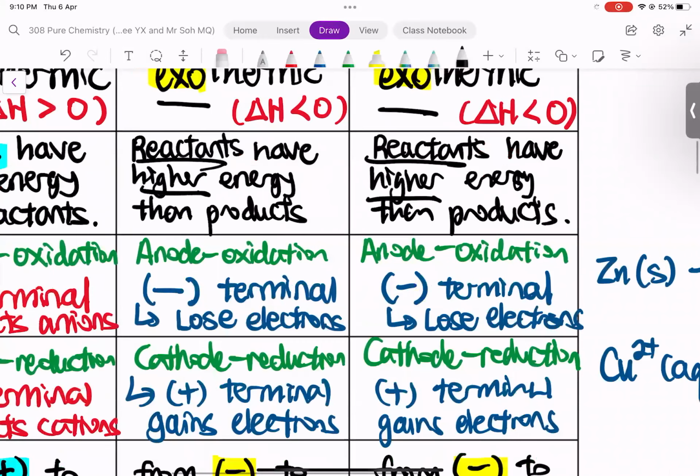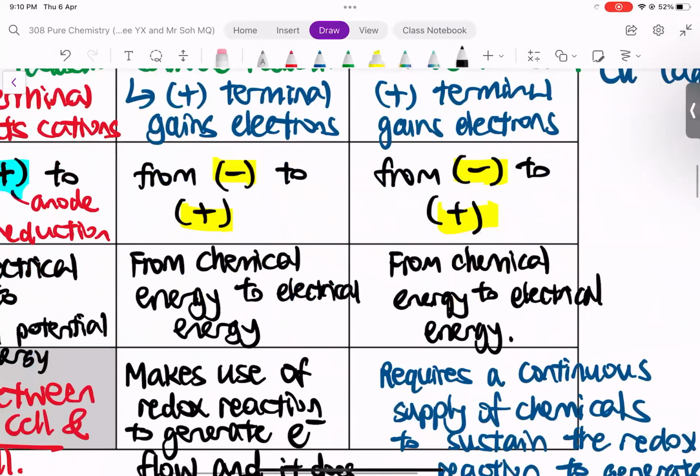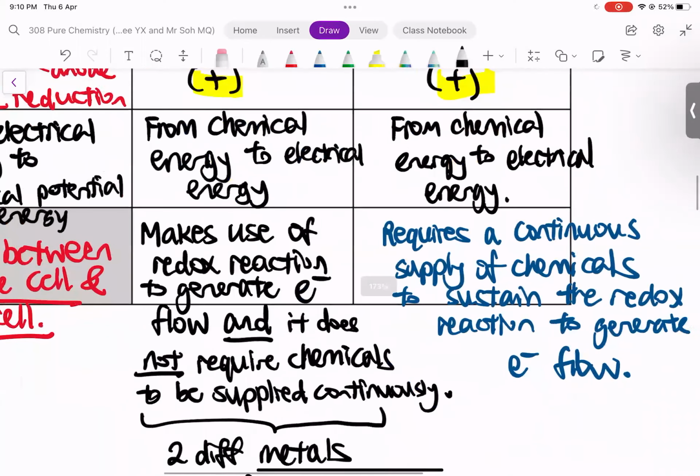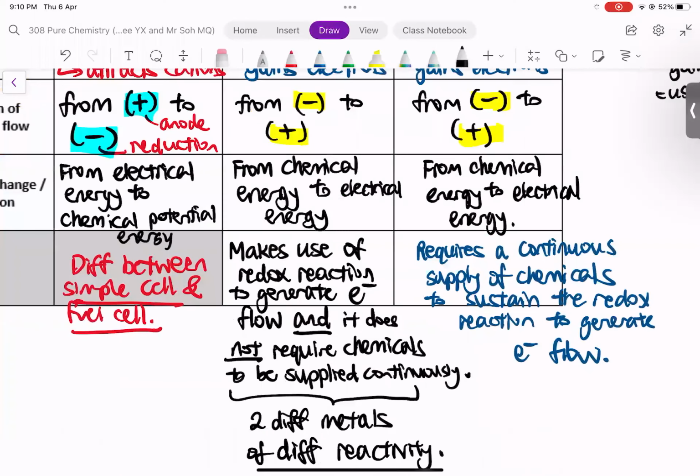So that's the only difference between a simple cell and a fuel cell. And there's a question that just came in. So is it that fuel cells release heat energy and simple cells release electrical energy? Well, let's look again at the diagram, shall we? The diagram will tell you what sorts of energy are actually released.